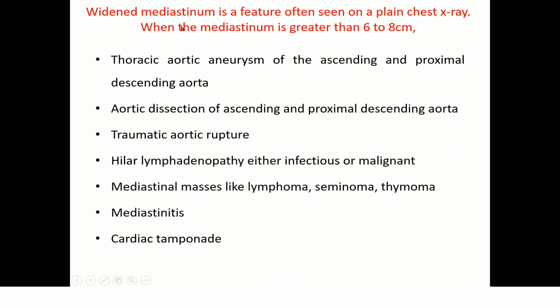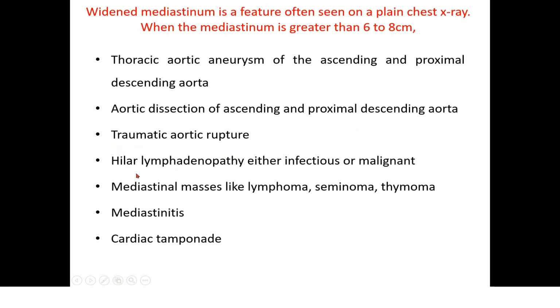Then widened mediastinum is a feature often seen on plain chest x-ray. When the thickness crosses 6 to 8 centimeters, we call it a widened mediastinum. Causes include thoracic aortic aneurysm, maybe of the ascending or proximal descending aorta, then aortic dissection of the ascending and proximal descending aorta.